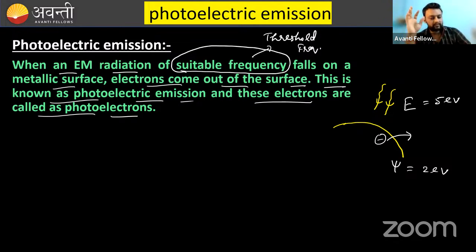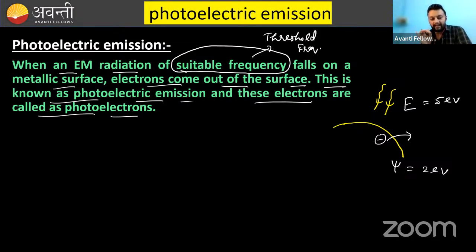Is it very difficult to understand? Or is it clear till now what I'm saying? Photon is coming, it strikes the surface and transfers its energy to the electron. After receiving the energy, the electron gets excited and starts moving outward. And while it is moving outward, it may lose some energy in the collisions.